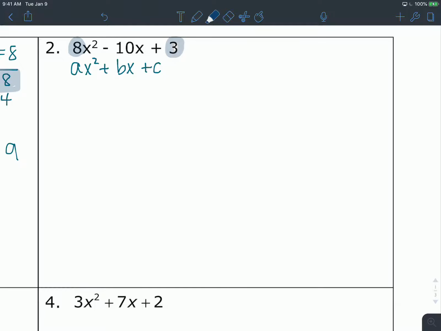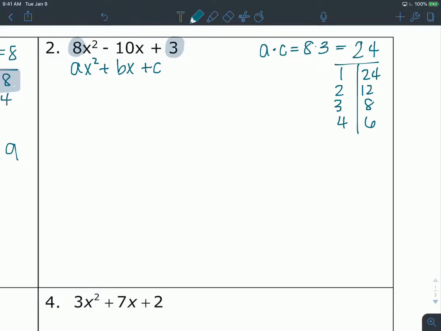So we're going to do the same thing. We're going to take a times c, which is 8 times 3, and it equals 24. So we're going to take factors of 24. Okay, so we're going to have 1 and 24, 2 and 12, 3 and 8, 4 times 6. 5 doesn't go into 24, and then we're back at 6. So we're good with those factors.